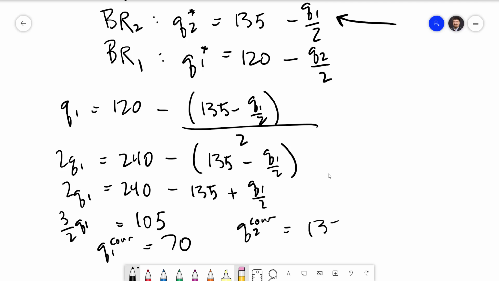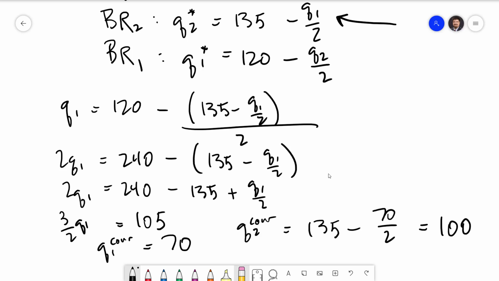Then I can plug that back into firm 2's best response function to get firm 2's Cournot equilibrium quantity, 135 minus 70 over 2. 70 over 2 is 35, and that's going to give me 100. At this point, notice that the two firms are no longer producing the same amount of output, like they were when the cost functions were the same. This also means we can't use the symmetry shortcut when we have different cost functions.